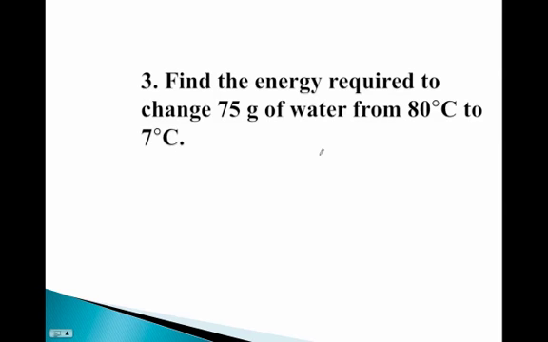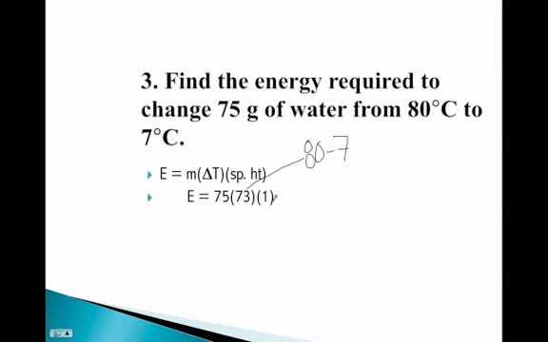Here's one where we increase the temperature from 7 to 80. So we're actually adding energy in this example. Again, E equals mass times your change in temperature times your specific heat. The mass is 75. The change in temperature comes from 80 minus 7. So this 73 right here came from when I took 80 minus 7. Specific heat comes right off of your chart. Specific heat for water is 1 calorie per gram degrees Celsius. And when you calculate that, you get 5,475 calories.